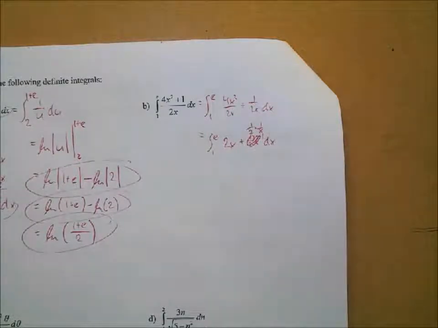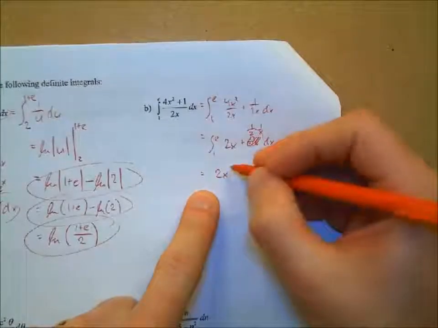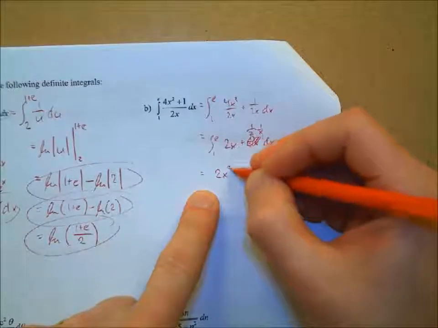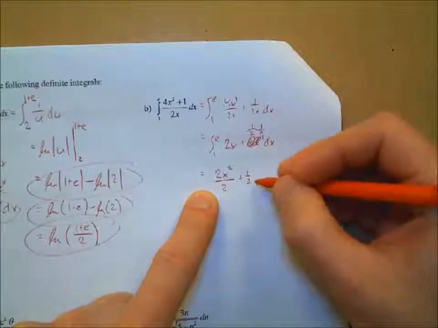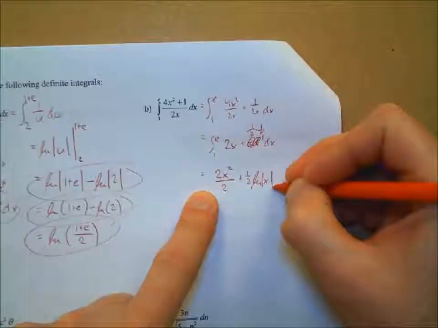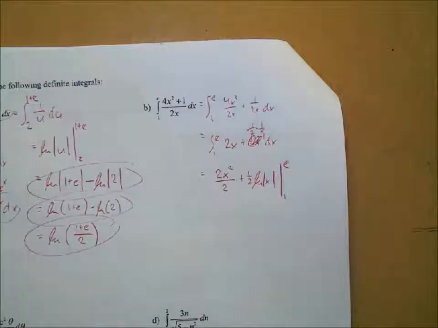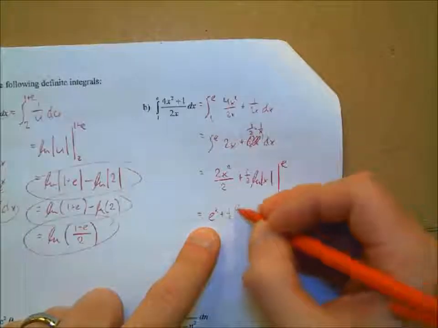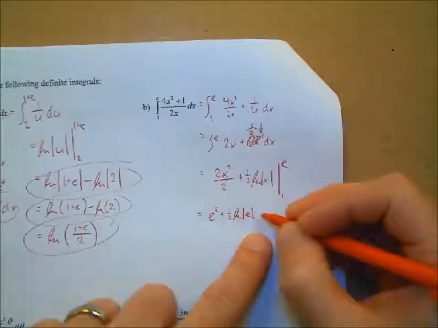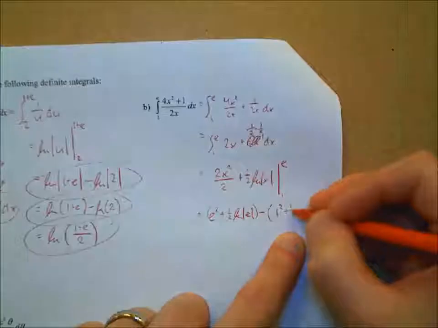Okay. What is the integral of 2x? Well, it's going to be 2x squared over 2 plus 1/2. What's the integral of 1 over x? Natural log of the absolute value of x. Okay, and again, no plus c necessary because we are integrating a definite integral here. So integrate from 1 to e. So e squared plus 1/2 natural log of the absolute value of e, minus 1 squared plus 1/2 natural log of the absolute value of 1.